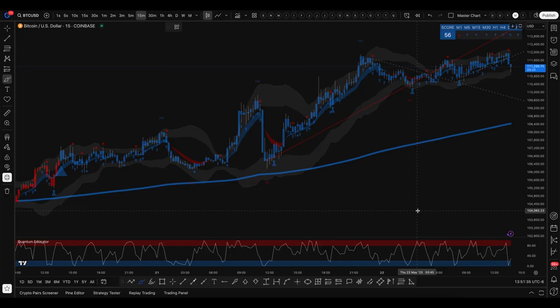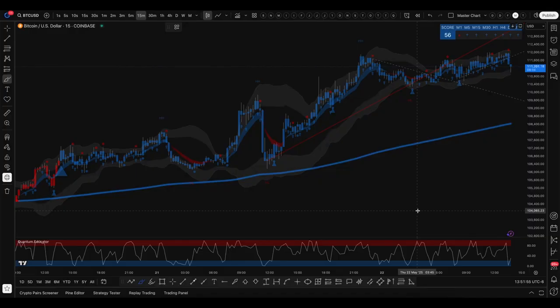In this specific example, we look at Bitcoin on the 15-minute time frame chart. Now, you can utilize the quantum scanner on any time frame of your choosing, whether you're scalping on the 1-minute time frame or doing position style trading on the 1-month time frame. The quantum scanner is very flexible and can accommodate any asset and any time frame.